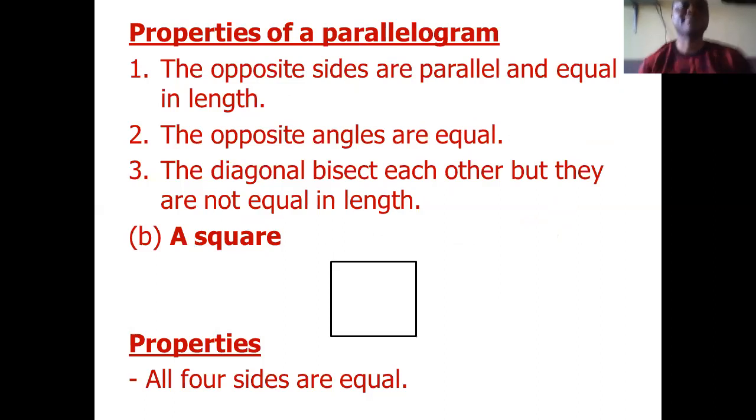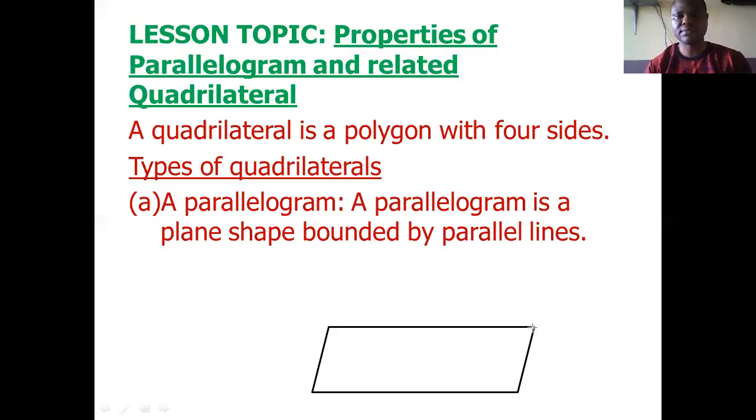All right. The opposite sides are parallel and equal in length for a parallelogram. The opposite angles are also equal. Please take note of this. The diagonals bisect each other, but they are not equal in length in a parallelogram. Let me show you what that means. These are the diagonals of a parallelogram. You see this diagonal here, and this is another diagonal.